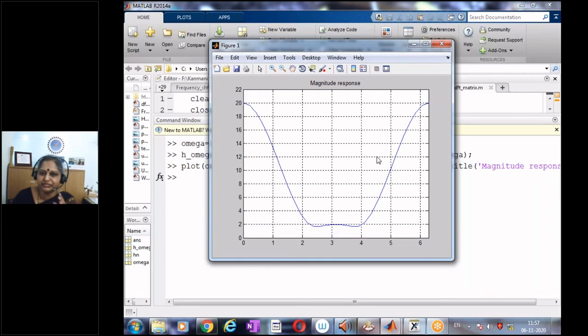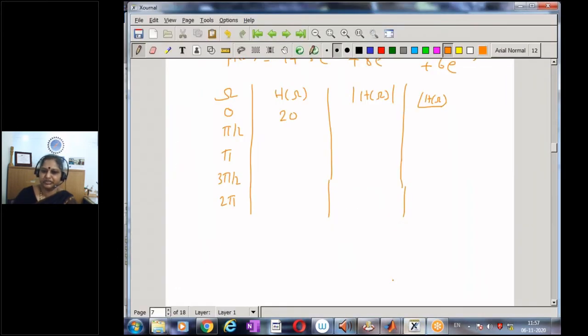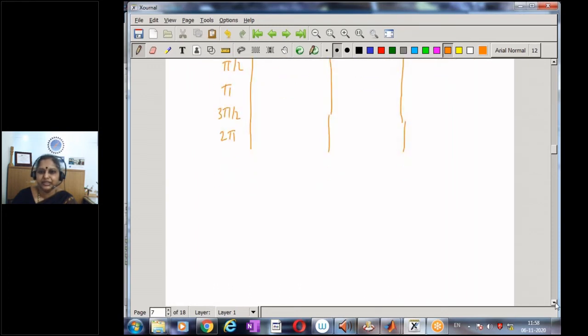So by looking at the frequency response, I can immediately tell that this is a low pass filter because the magnitude values are high around 0, and the magnitude decreases as omega tends to pi. And whatever happens in the interval 0 to pi also happens in the interval minus pi to plus pi. So let's draw the magnitude response, since we have computed it using MATLAB, just to ease the computation.